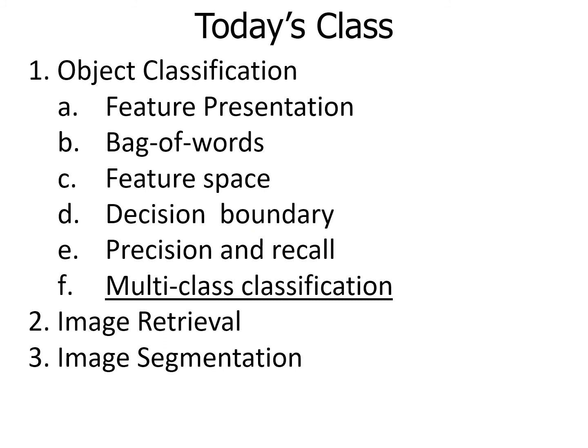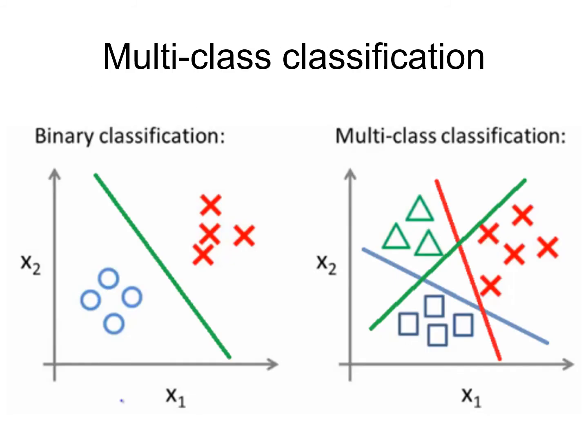Well, here's the very last concept of multi-class classification, which belongs to object classification. Until now we gave all the examples with just, for example, apple and non-apple, which is two categories. If you want to do multi-class classification, it's quite straightforward.